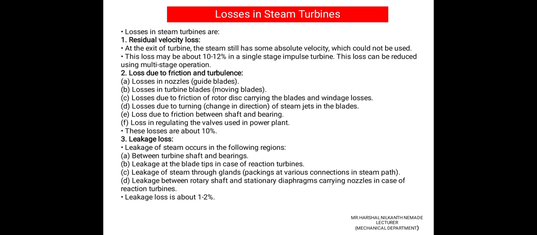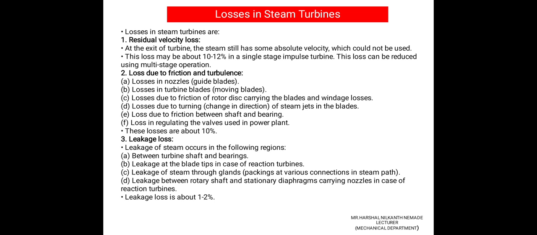Losses in steam turbine. Losses in steam turbine are: residual velocity loss. At the exit of the turbine, the steam still has some absolute velocity which could not be used. This loss may be about 10 to 12% in the single stage of an impulse turbine. These losses can be reduced using multi-stage operation.